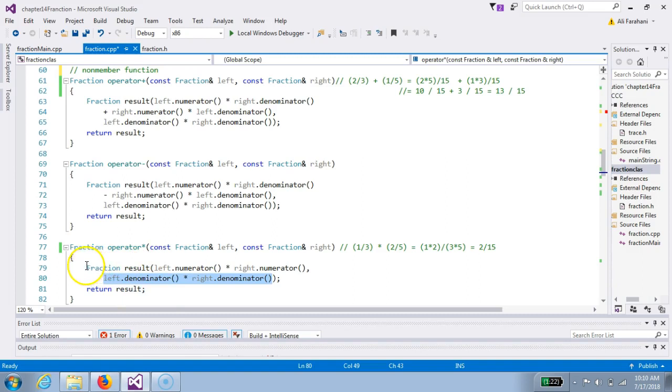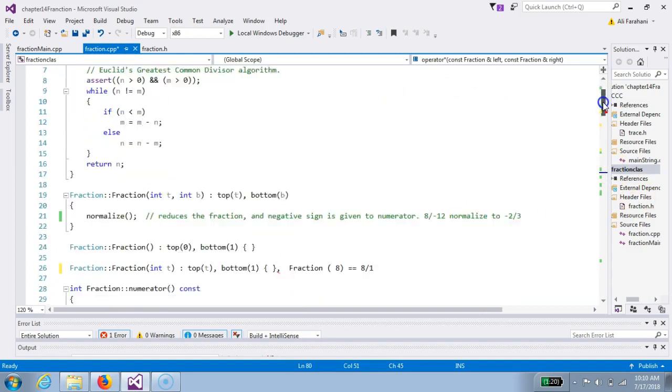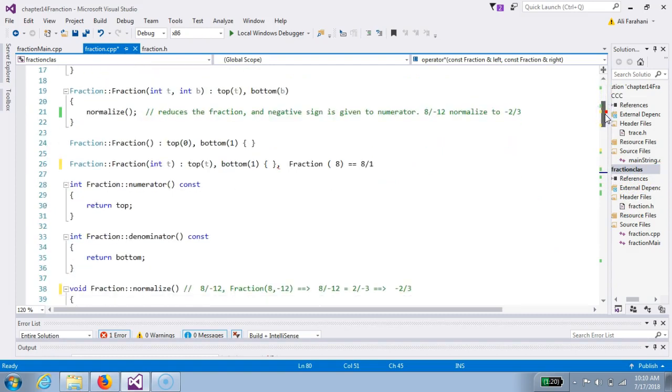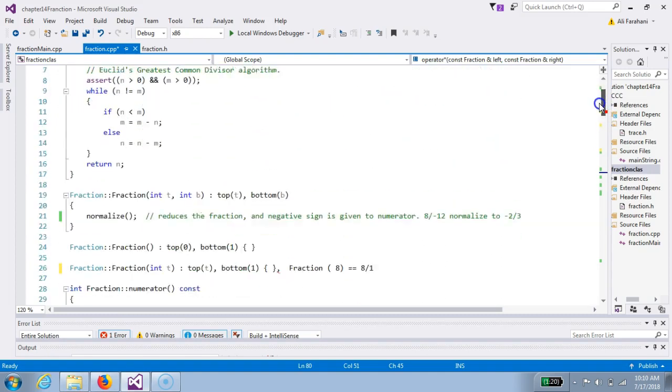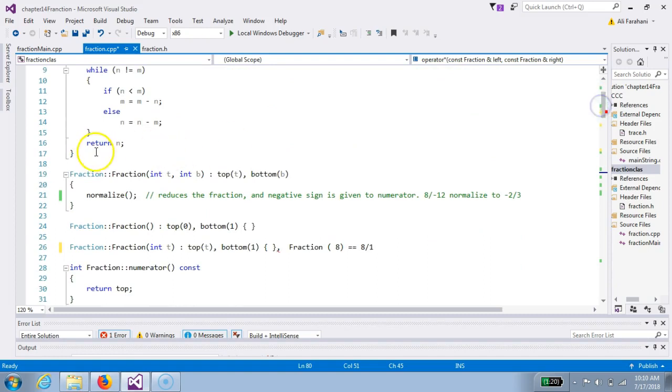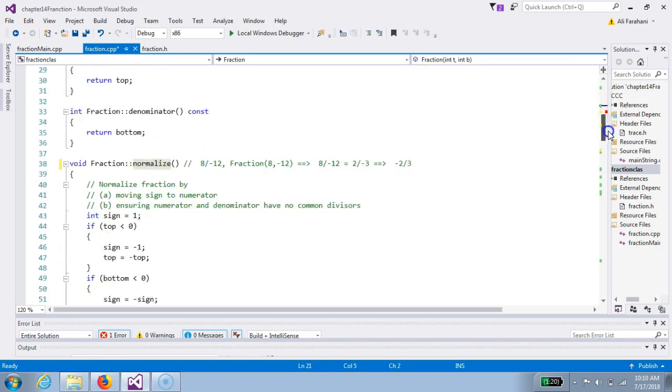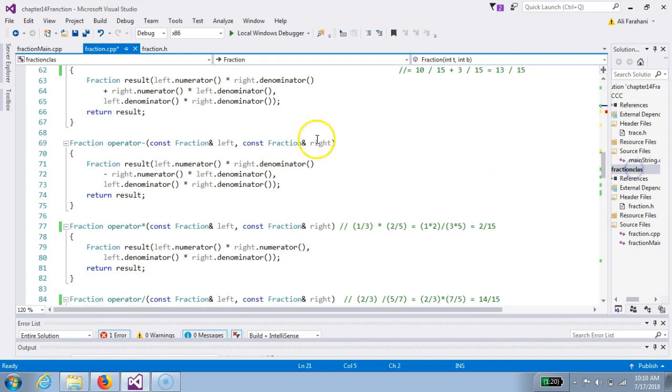Keep in mind, creation of the fraction, this is a constructor. So the constructor of the fraction is called. And in the constructor of the fraction, normalize is automatically called. Let me just show you the code if I can find it here. Constructor of the fraction. There it is. As soon as you make it, you call normalize. So the results that we are creating here are automatically normalized, reduced.